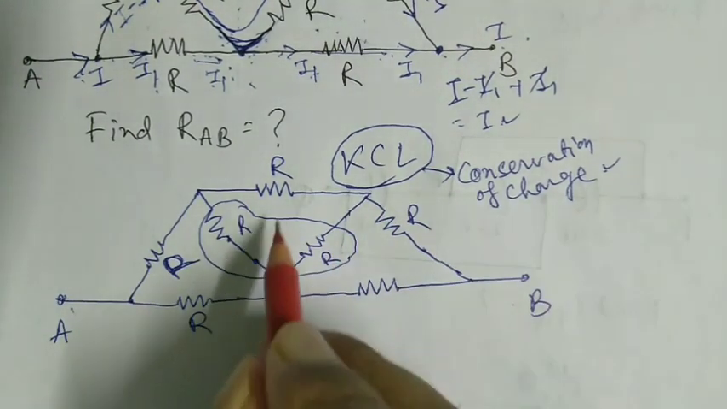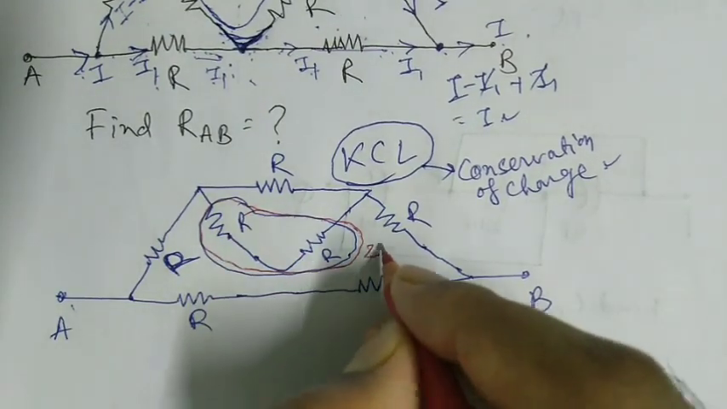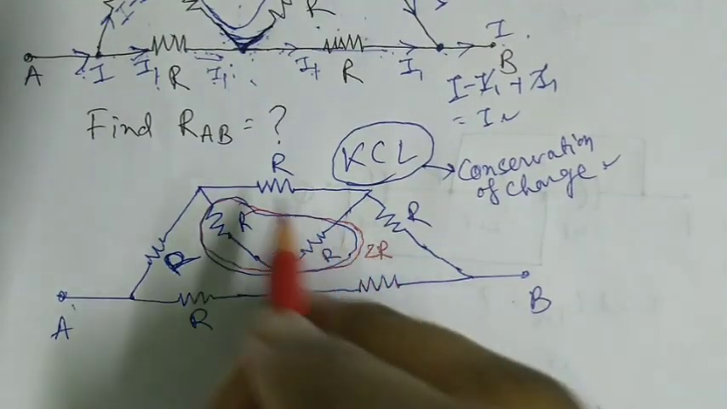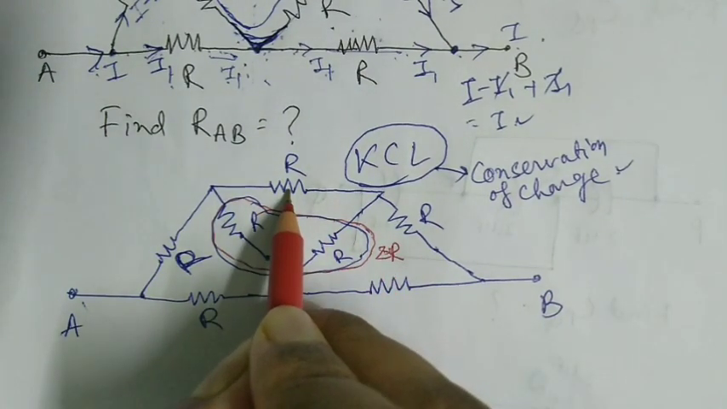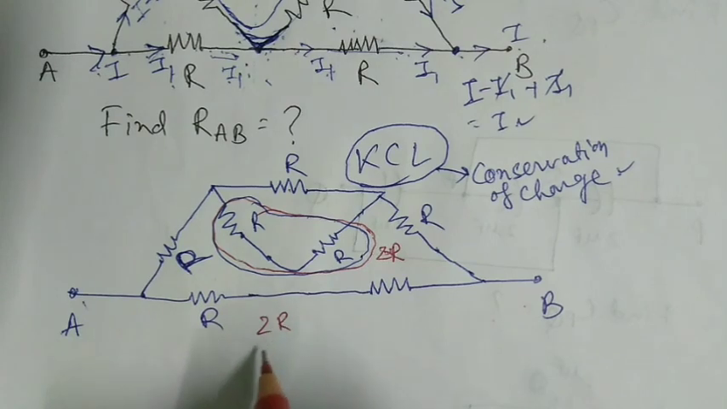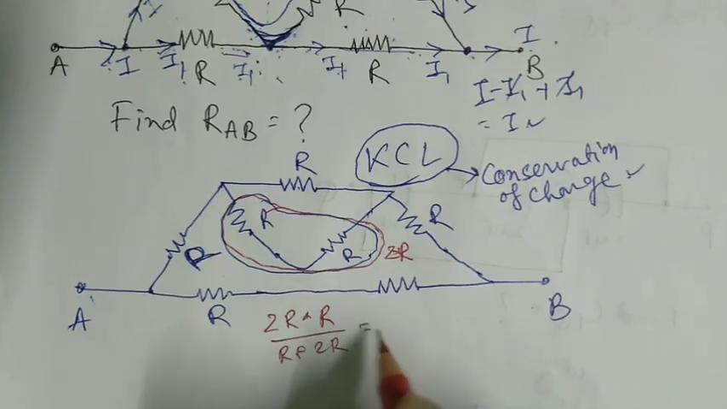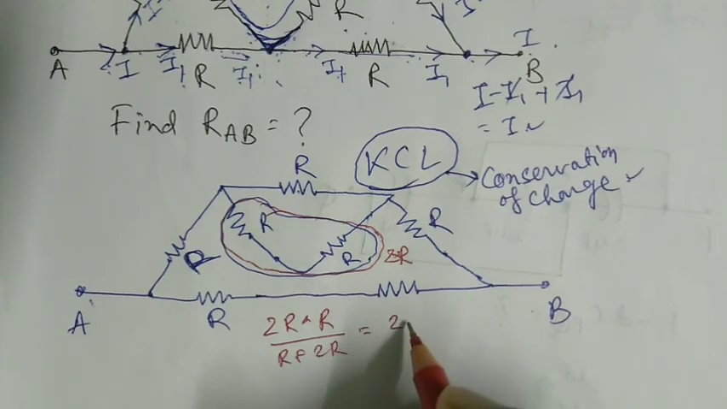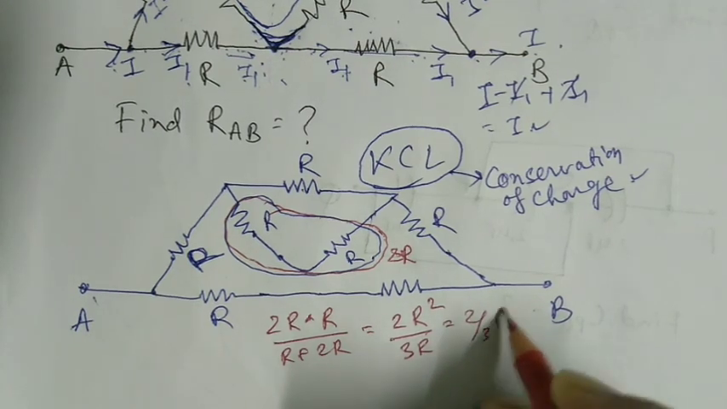Okay, these and these are in series. So R plus R, what will be that? 2R. Okay, now this 2R is parallel with R. Now 2R into R divided by R plus 2R. What will be the value? 2R square divided by 3R, equal to 2 by 3R.